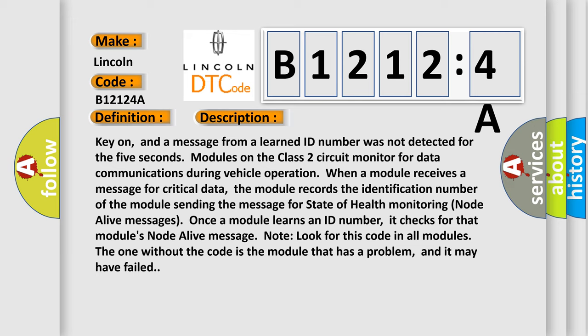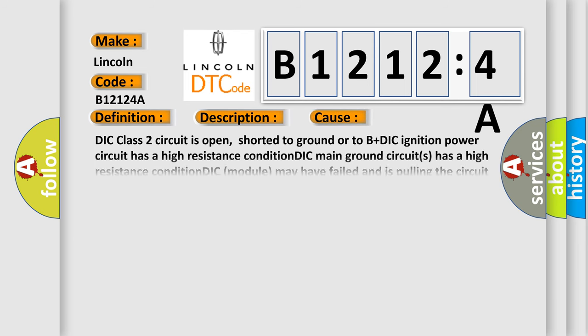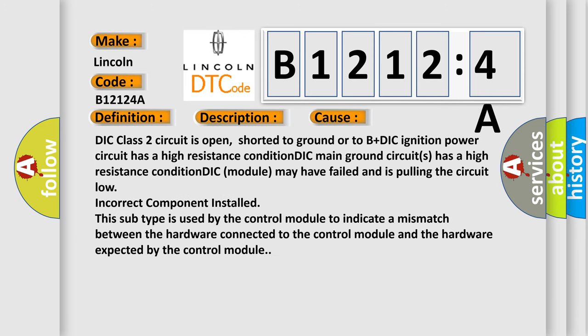This diagnostic error occurs most often in these cases: DIC class 2 circuit is open, shorted to ground or to B+; DIC ignition power circuit has a high resistance condition; DIC main ground circuits have a high resistance condition; DIC module may have failed and is pulling the circuit low; incorrect component installed. This subtype is used by the control module to indicate a mismatch between the hardware connected to the control module and the hardware expected by the control module.